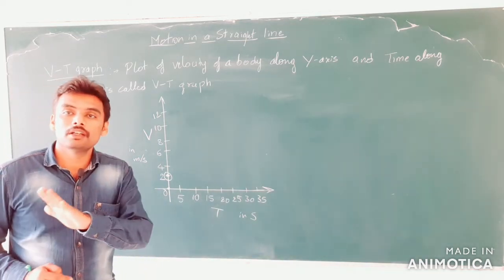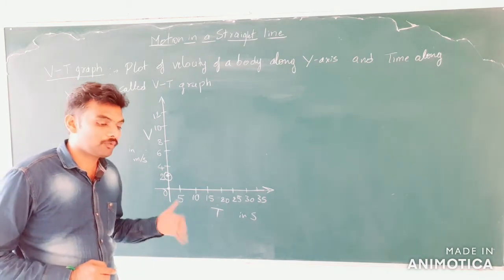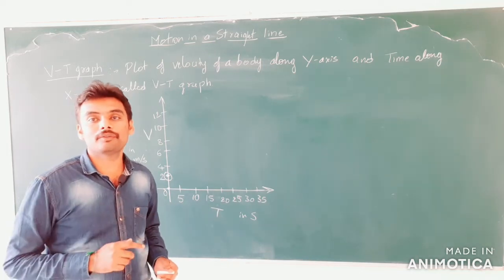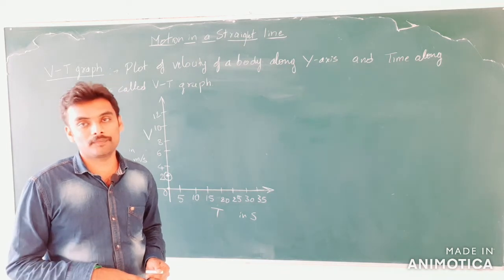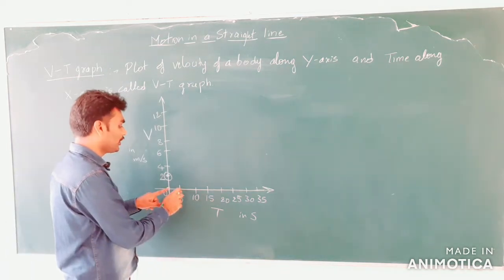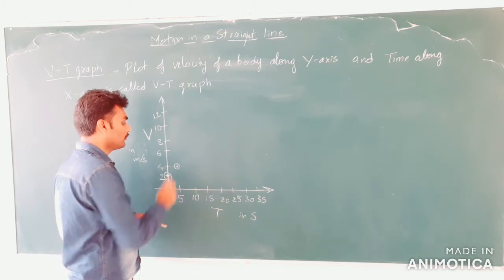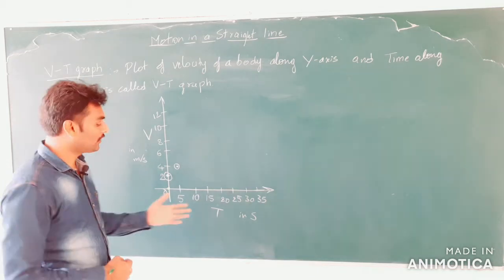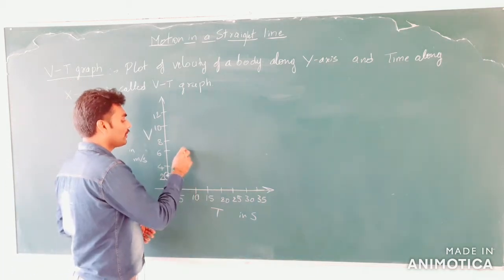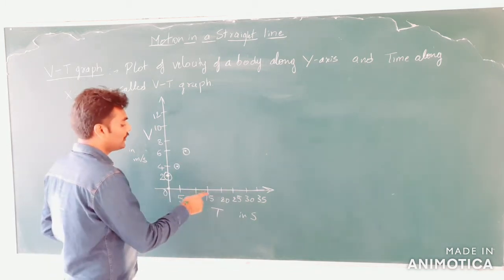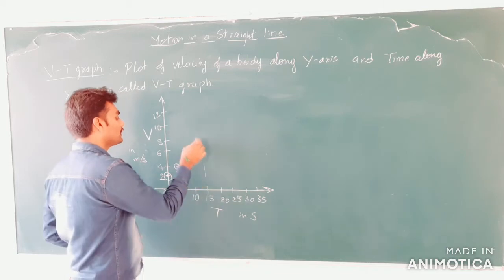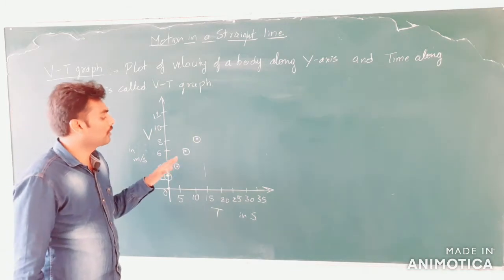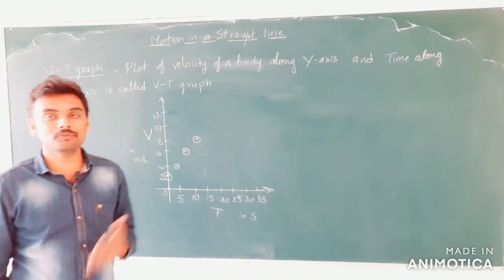Next, after 5 seconds, the body is found to have a velocity of 4 meters per second. So after 5 seconds the body had an instantaneous velocity of 4 meters per second. Then once again I observed the body after 10 seconds, and I found that the body has a velocity of 6 meters per second. And after 15 seconds I observed the body again and found that it has a velocity of 8 meters per second. This is how different points are obtained using the motion that I have observed.